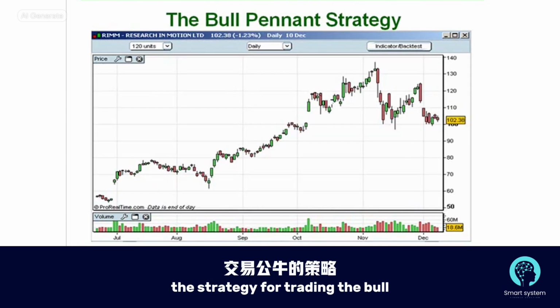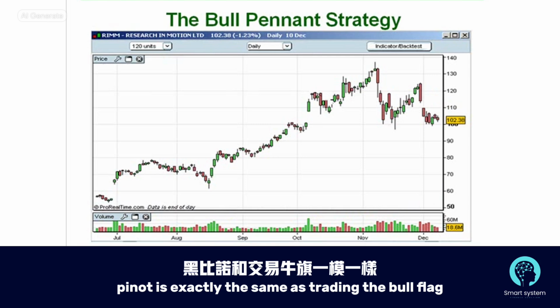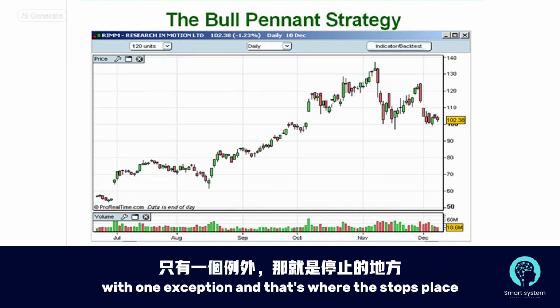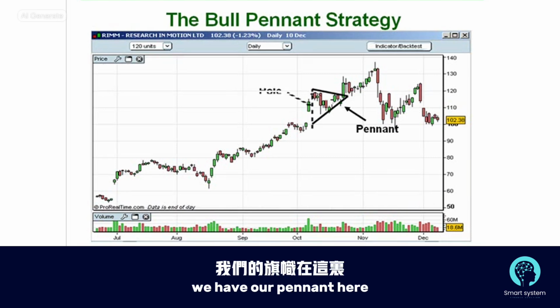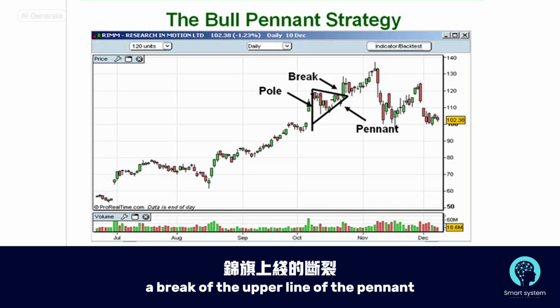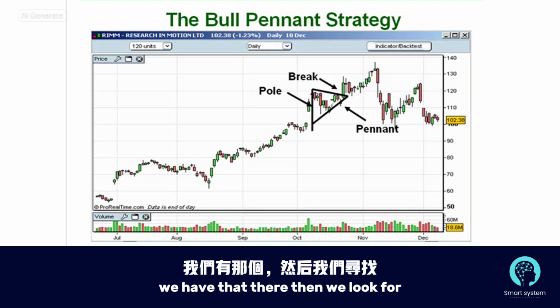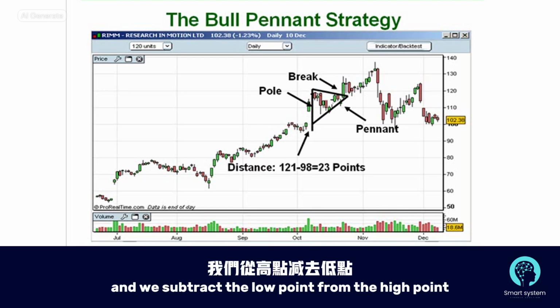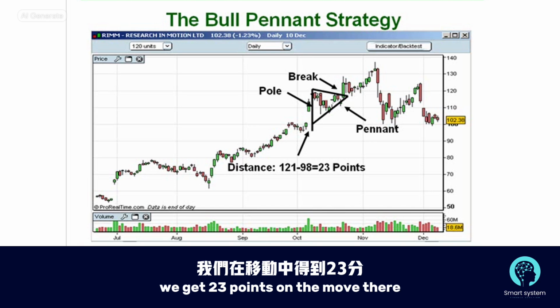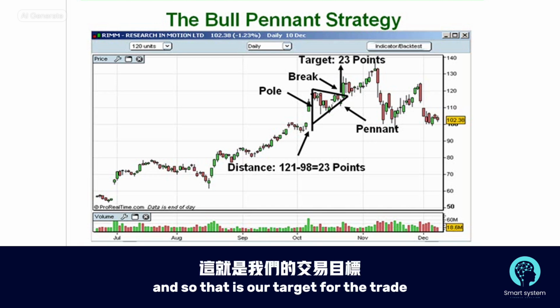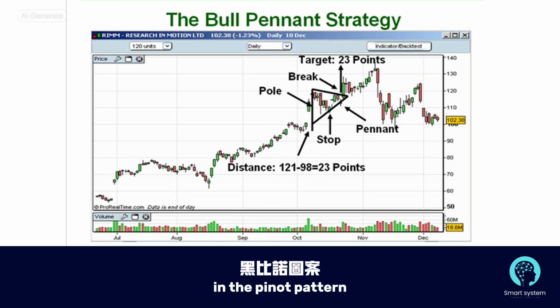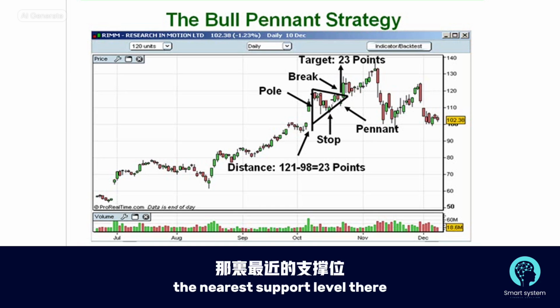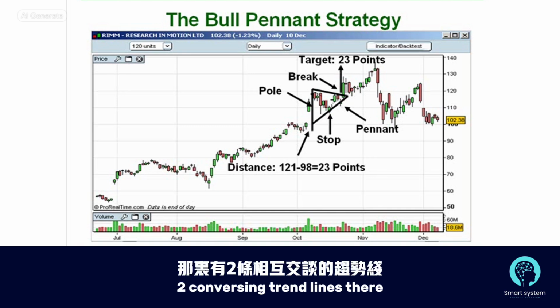The strategy for trading the bull pennant is exactly the same as trading the bull flag, with one exception, and that's where the stop is placed. So let's look at this. We have our pennant here. Same thing here, as far as we're looking for a break of the upper line of the pennant, just like we did with the flag. Then we look for the distance between the high point of the move up and the low point, and we subtract the low point from the high point. We get 23 points on the move there, and so that is our target for the trade. And then the stop this time is placed just below the closest trough in the pennant pattern. So that's what's considered the nearest support level there, since you have the two converging trend lines there.